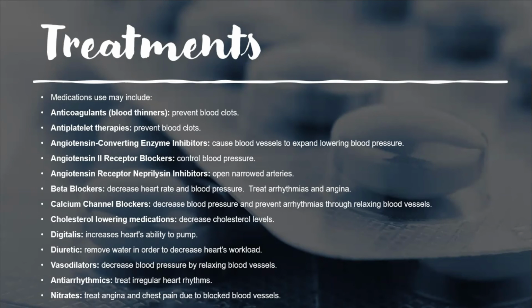Medications that may be used in treatment include anticoagulants or blood thinners, which prevent blood clots, antiplatelet therapies, which also prevent blood clots, angiotensin-converting enzyme inhibitors, which cause blood vessels to expand, lowering blood pressure, angiotensin II receptor blockers, which control blood pressure, angiotensin receptor neprilysin inhibitors, open narrowed arteries, beta blockers decrease heart rate and blood pressure, and also treat arrhythmias and angina. Calcium channel blockers decrease blood pressure and prevent arrhythmias through relaxing the blood vessels.